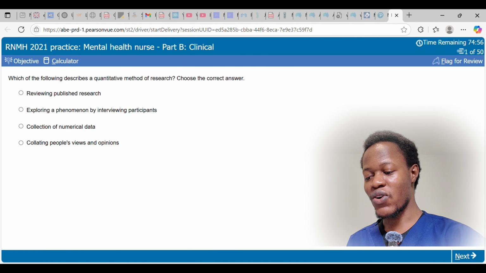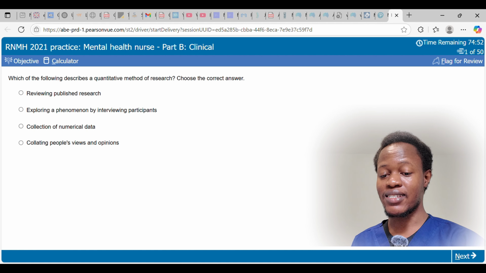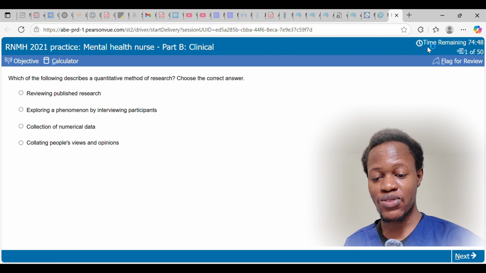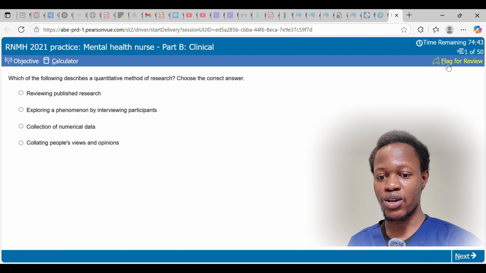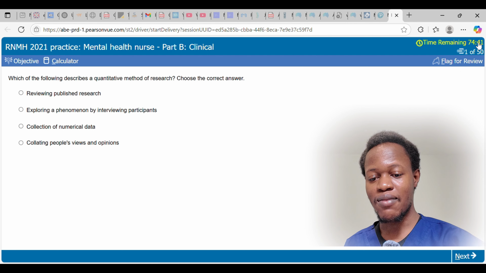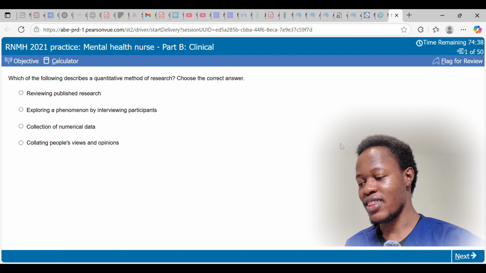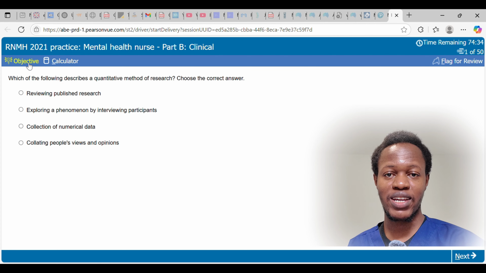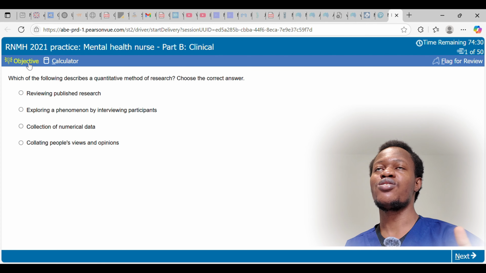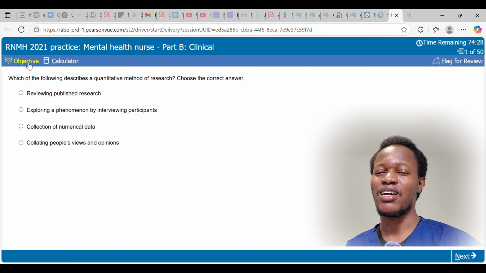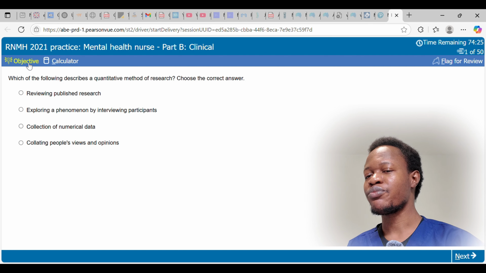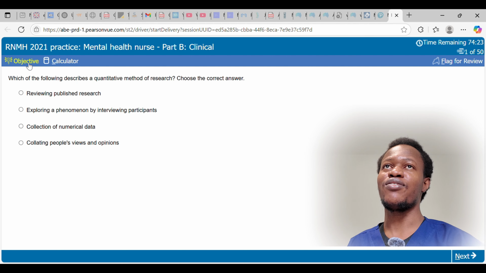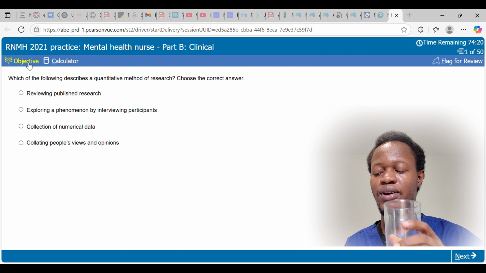Which of the following describes a quantitative method of research? You are to choose the correct answer. Now we have things here on the screen which you should take note of. Like, you can flag a question for review if you are not so sure. Don't forget your time and the number of your questions. Then over here we have the calculator, which we will not be needing. Then we have over here the objective, which just helps you, gives you a hint of the answer, basically just to give you an idea of what the question is aiming for.